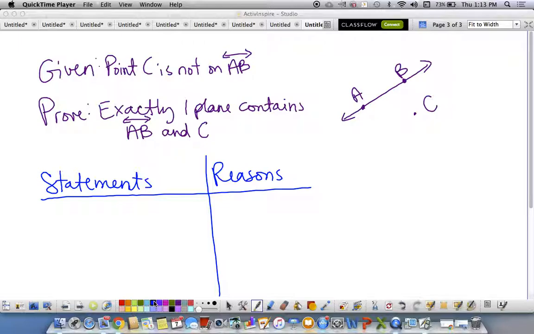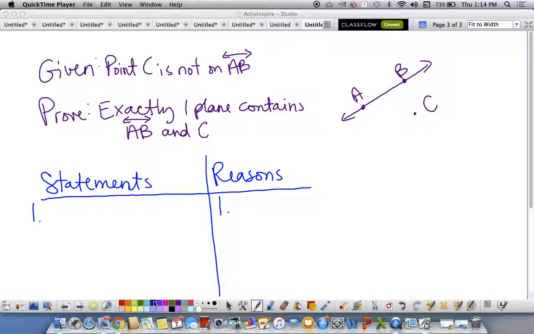And still, we're going to start with the given information first. Now, all the time, most of the time in their book, they will number their statement and their reason, because statement number 1 must have a reason for it. That way I can line up this statement, and there's its reason. Statement number 2, and there's number 2 reason.